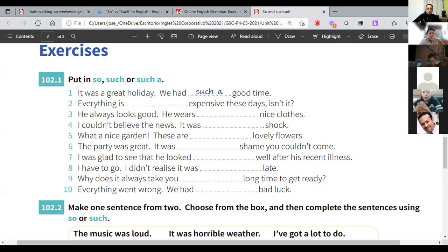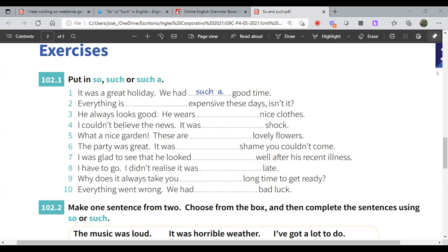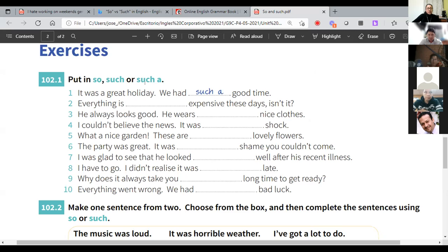Such, correct. Yes. He always looks good. He wears such nice clothes. Ocupamos el such, ¿ok? Uno, porque tenemos, ¿verdad?, todo el contexto, que son ropa bonita, o buena ropa, de buena calidad. Además, es plural, por eso no ponemos el such a. Porque es plural, nos referimos a ropa, ¿verdad?, clothes. Right? Good.